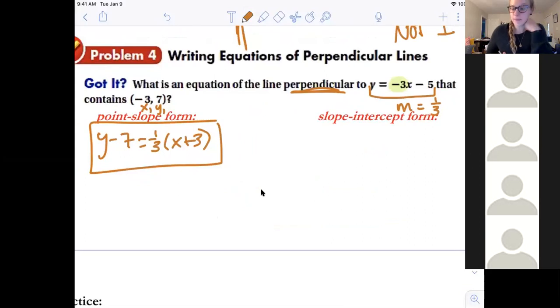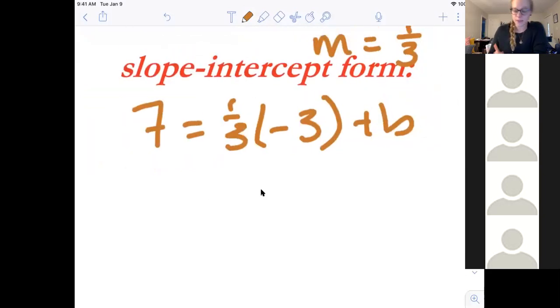Who can do that for me? There's a couple different ways you can do it. So there's a lot of correct answers. What do I do? I said 7 equals 1/3 times negative 3 plus b. Perfect. So Abby said that she plugged it back into y equals mx plus b. She used her 7 for her y. Her slope was 1/3 and her x was -3. And she used b to find my slope intercept.